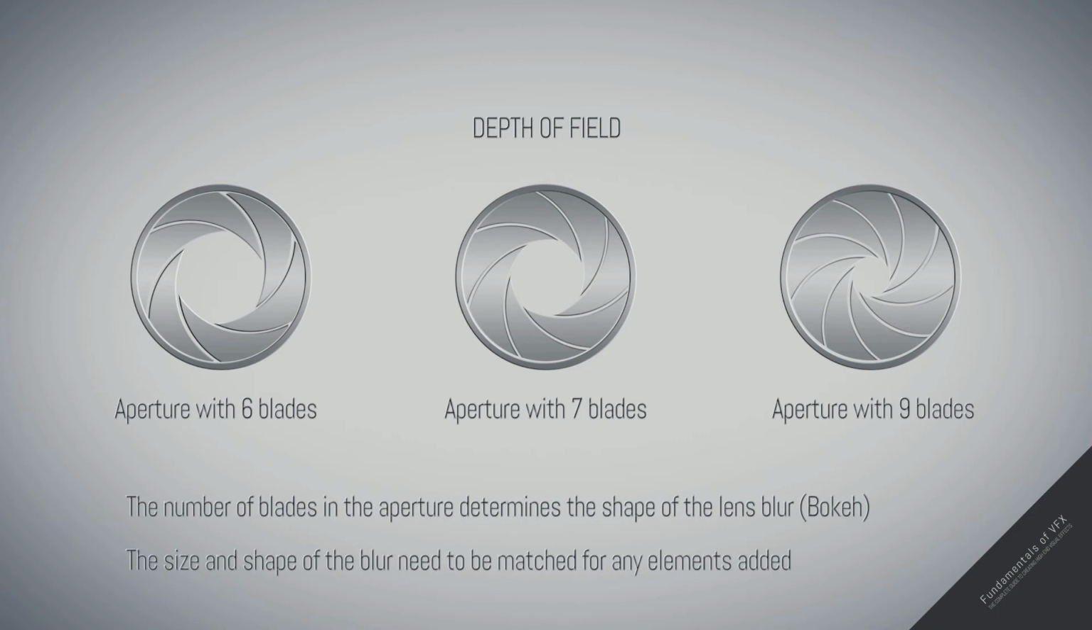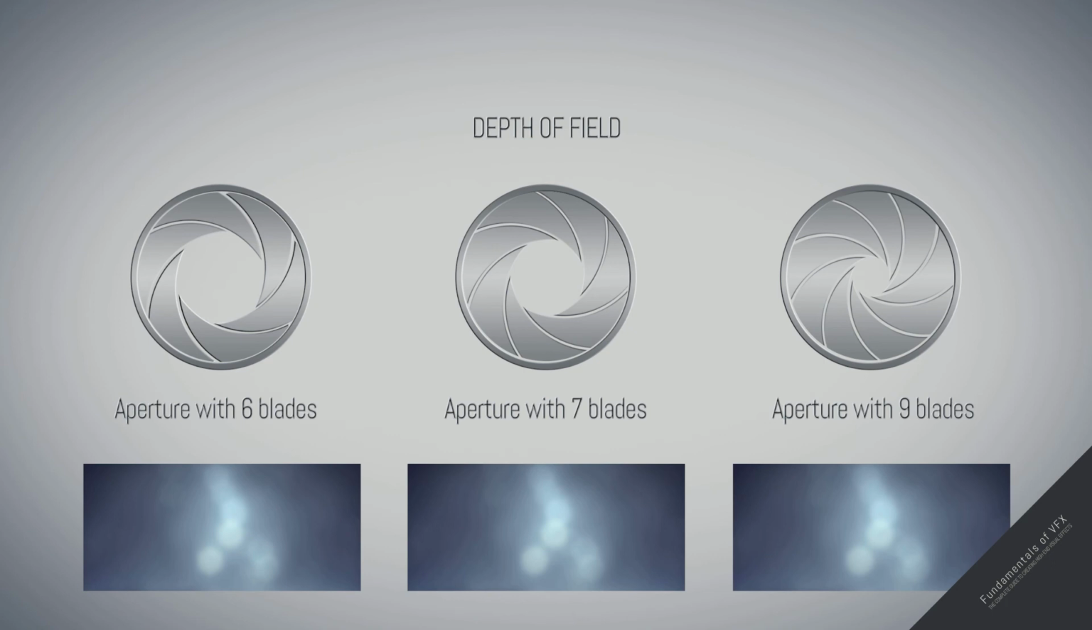The shape becomes more apparent in shots that have highlights. The options for setting the shape of the bokeh can usually be found either in the settings of the virtual camera or depth of field properties.